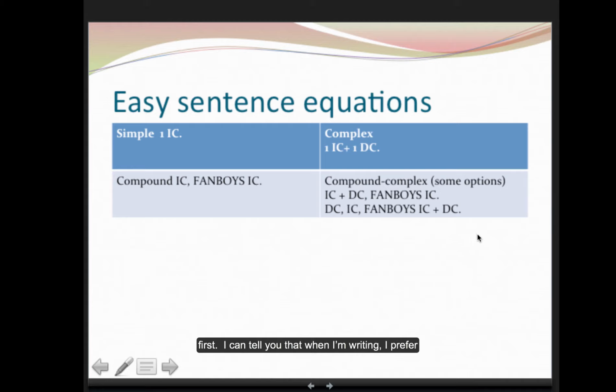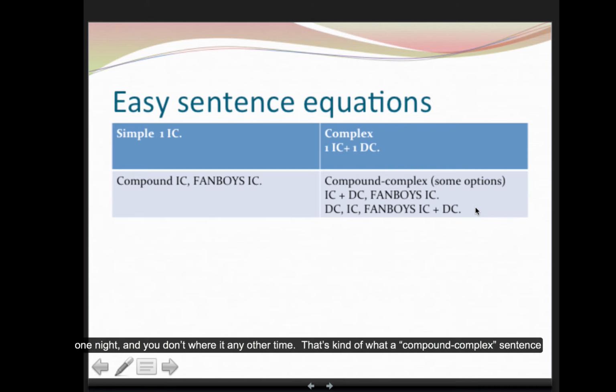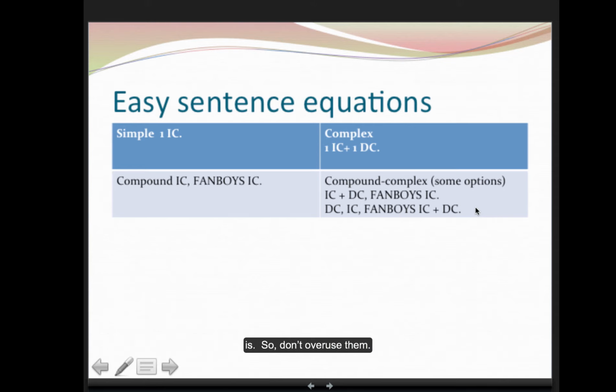I can tell you that when I'm writing, I prefer to use complex sentences, and sometimes I'll often use compound sentences. The compound-complex sentences are really special. They're for special occasions. It's like that special outfit that you wear out that one night and you don't wear it any other time. That's kind of what a compound-complex sentence is. So don't overuse them.